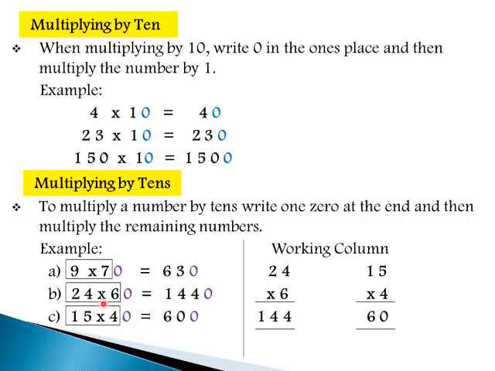24 times 60. First multiply 24 times 6. You can use a working column to multiply. 24 times 6 equals 144. Put a 0 at the end. So the answer is 1440. 15 times 40. First multiply 15 times 4 equals 60. Put a 0 at the end. So the answer equals 600.